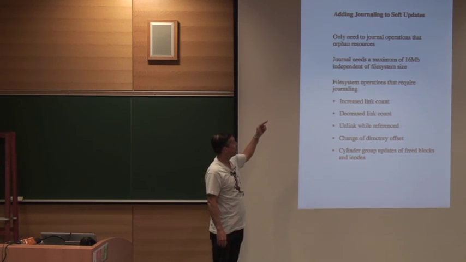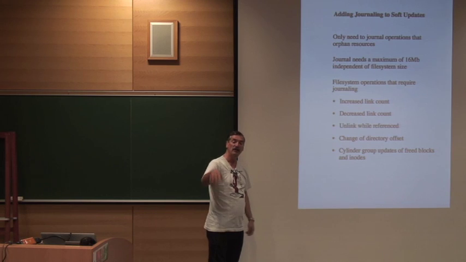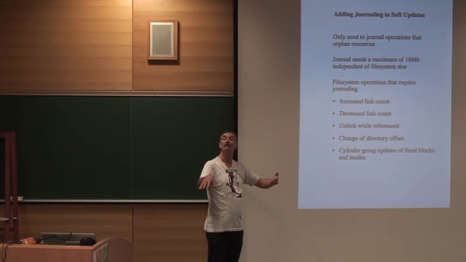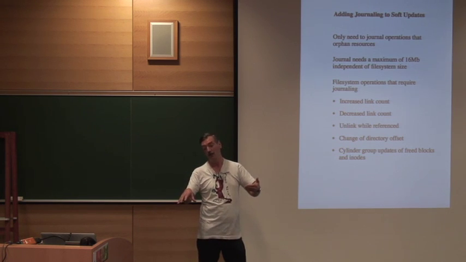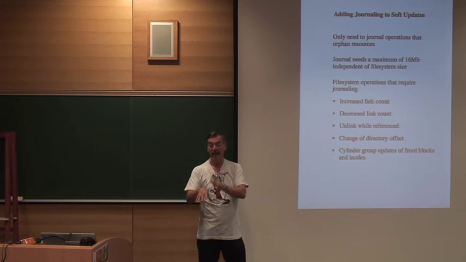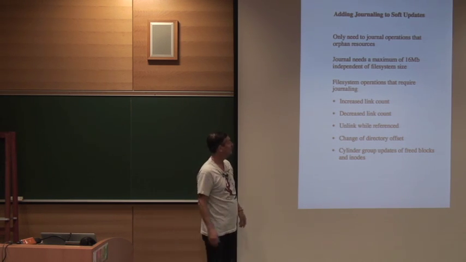So if you have managed to get the link count bumped on disk, but you haven't managed to create the new directory entry, then what BackgroundFSCK or the journal needs to do is recognize that and decrement that link count on that inode so that it properly reflects the number of names that actually point to it.